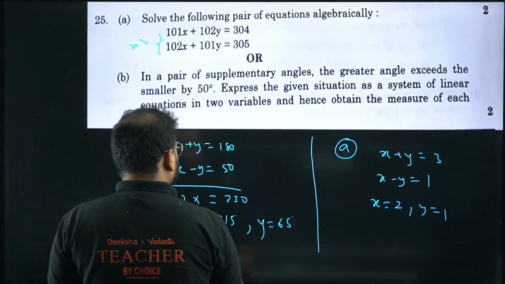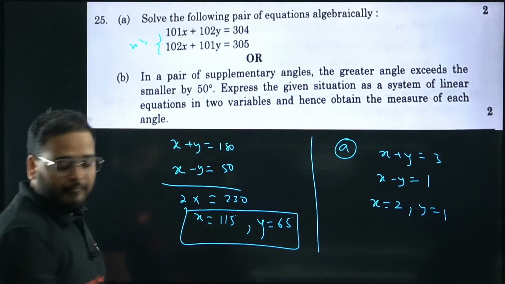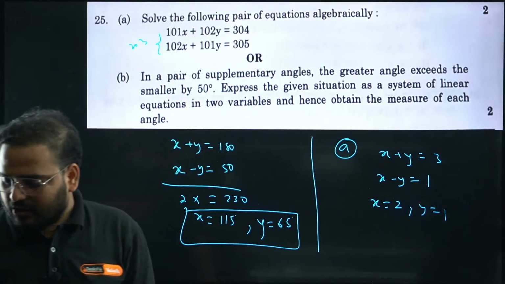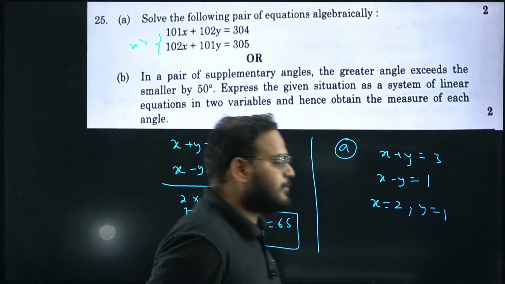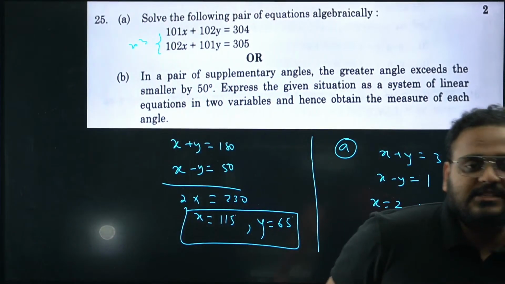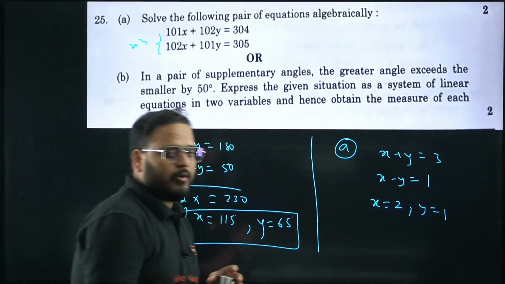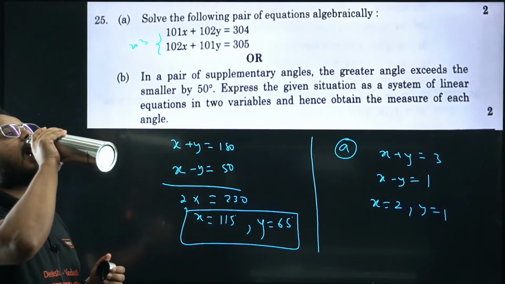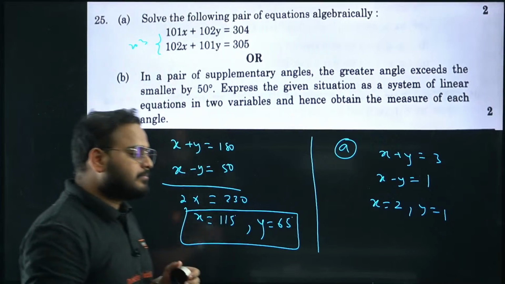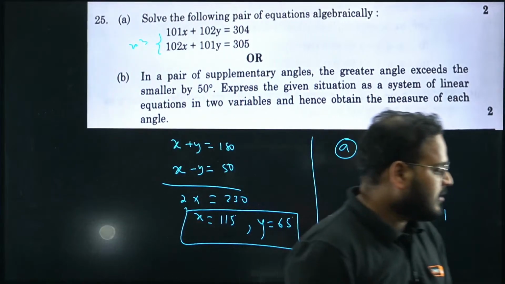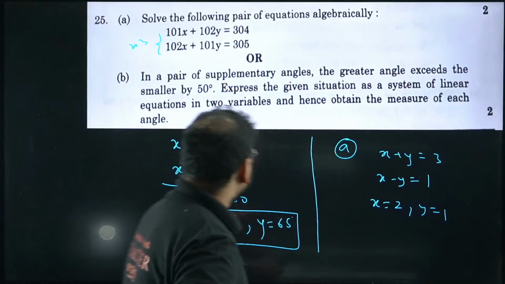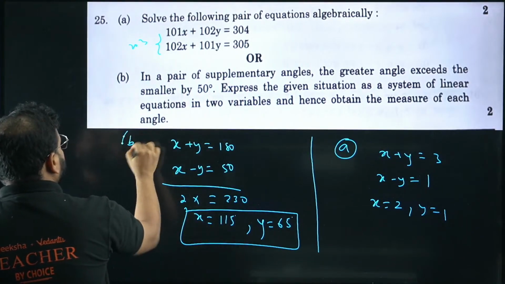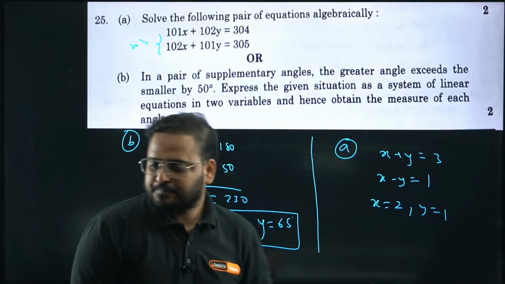Have a look. Simple questions. Very simple question, please check. I hope all of you got it right, if you have attempted the B part: 115 and 65. So far no doubt. Alright, just give me 1 second. Alright, 25B is there. So A part is this and B part is this. Have a look. Done.